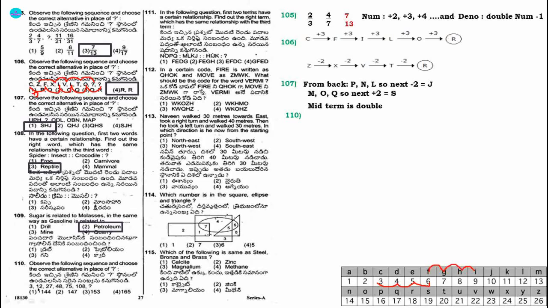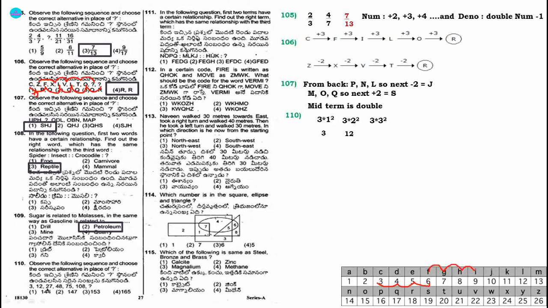Now observe. 3, 12, 27, 48, 75, 108. What will be the next term? So here 3 into 1 square, that is 3. Next, 3 into 2 square, so 3 into 2 square is 12. Now see the next one.